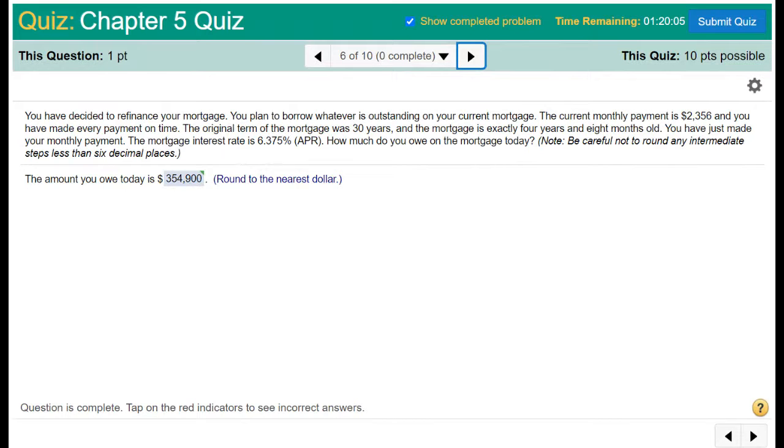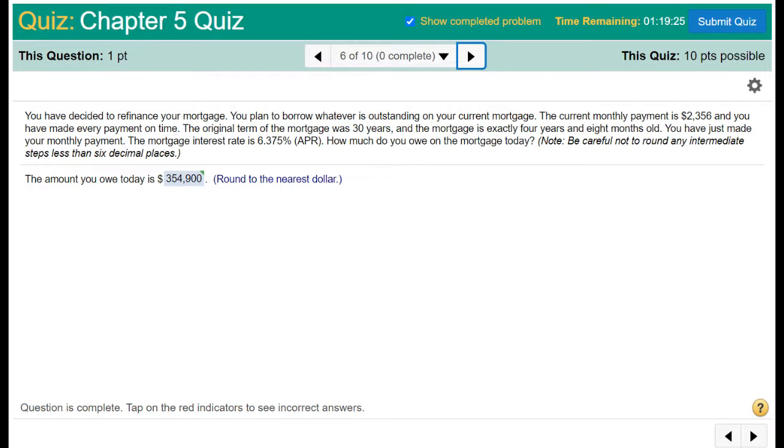Here's another one, okay? The original term of the mortgage was 30 years, and the mortgage is exactly 4 years and 8 months. So I paid 56 months out of this. They already gave me the amount. I don't have to do this part. I already know the amount. Now I need to find out how much I owe. So I have to subtract. I paid 56 months out of 360. So there's 304 months left.